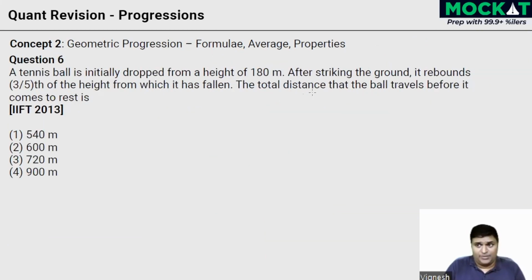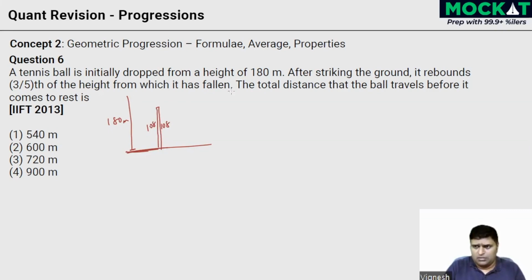Okay, so this is another common type of question which turns up pertaining to GP. It's disguised in a different way. So let's understand this. A tennis ball is initially dropped from a height of 180 meters. It hits the ground over here, so it has covered 180 meters. After striking the ground, it rebounds 3/5 of the height from which it has fallen. 3/5 of 180 meters: 1/5 is 36, 36 into 3 is 108. So it goes up 108 and then it has to come down 108.